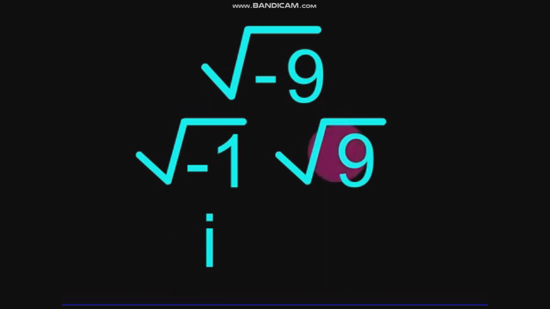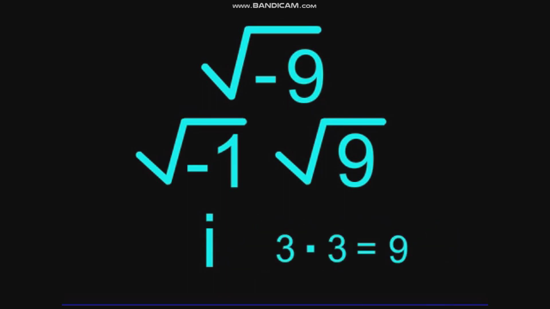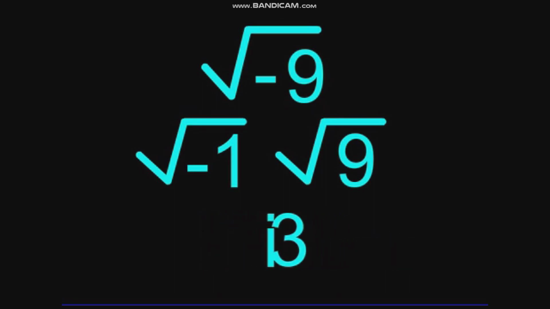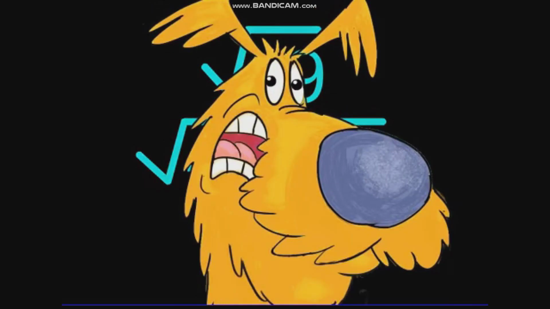Now let's find the square root of 9. What number times itself equals 9? That's right. 3 times 3 equals 9. So 3 is the square root. That leaves us with our answer, 3 times i, which is the same thing as saying 3i.